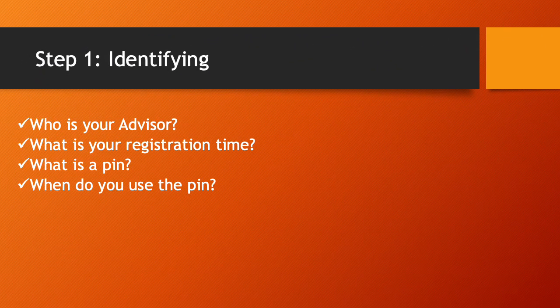Prior to this, you should have completed the following steps to identify information that was required, which included who is your advisor for registration. This is your future advisor listed on SAP. You should have identified your registration time as sent to you in an email from the registrar's office. However, this information can also be found on the Banner website. And we would have discussed what is a PIN and when will you use it.